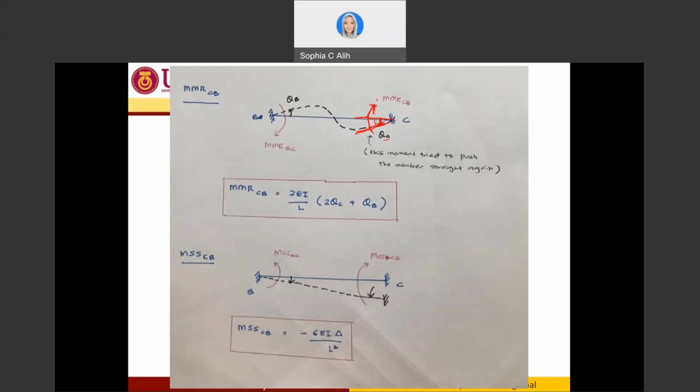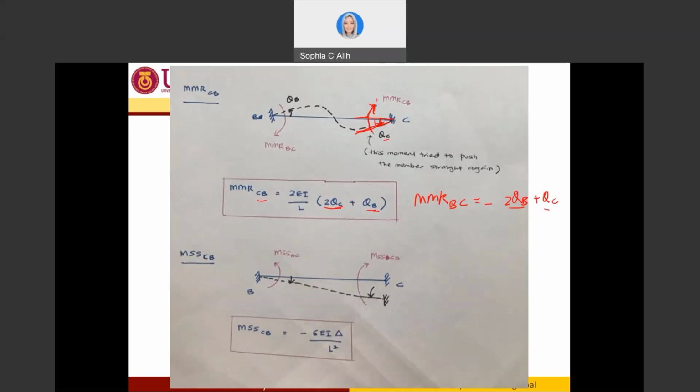Okay, with the same equation you will have 2EI over L, but be very careful here because from the end of CB, it will be 2 theta C plus theta B. Previously, for MMR BC, you had everything like this, but in the end you had 2 theta B plus theta C. However, for CB, you will have 2 theta C plus theta B. So it is different only on this part.